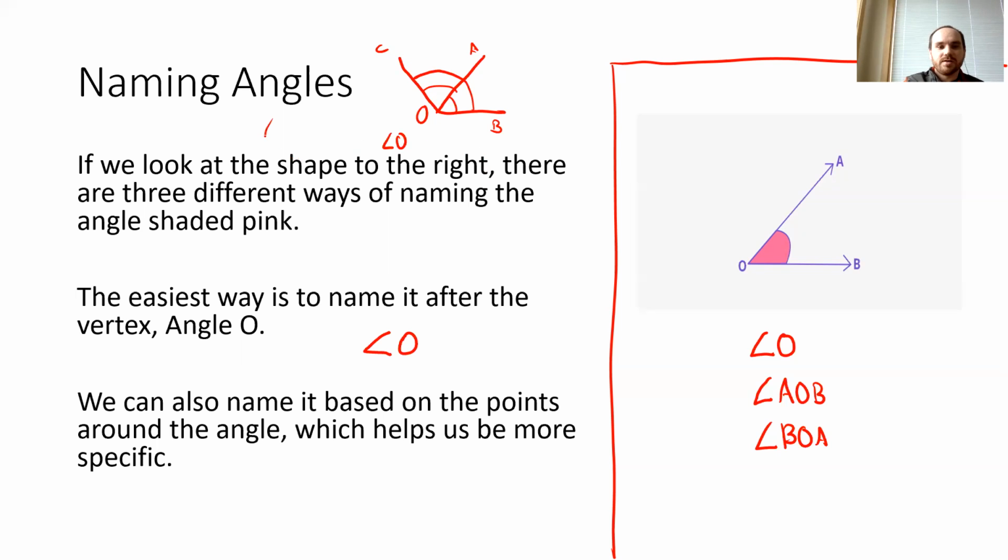So if I say angle COA, then we know that I'm talking about the angle that's formed when I start at C, go to O, and then go to A. So that's this one. Angle BOA would be the one that's in the middle right here. And then angle BOC or COB would be the whole big angle.